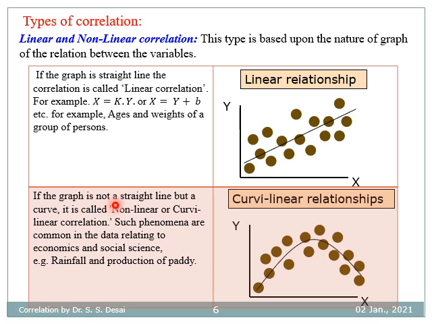If the graph is not a straight line but a curve, it is called non-linear or curvilinear correlation. Such phenomena are common in the data relating to economics and social science. For example, rainfall and production of paddy. So this is the nature of curvilinear correlation.